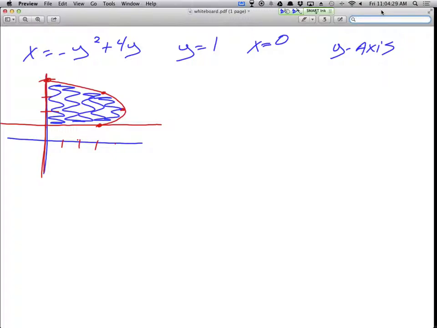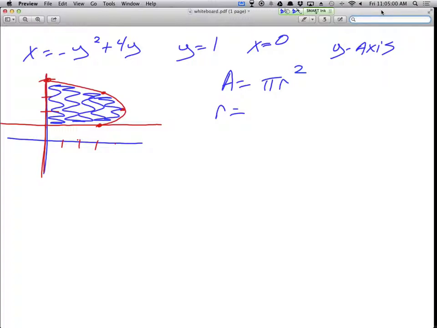We want to take this and rotate it around the y-axis. If I'm wanting to find volume, what do I need first? Area. Since I'm rotating, my area is pi r squared. Then I need my r. If I'm rotating around the x-axis, how do we find r? Top minus bottom. If I'm rotating around the y-axis, how do I find r? Right minus left.